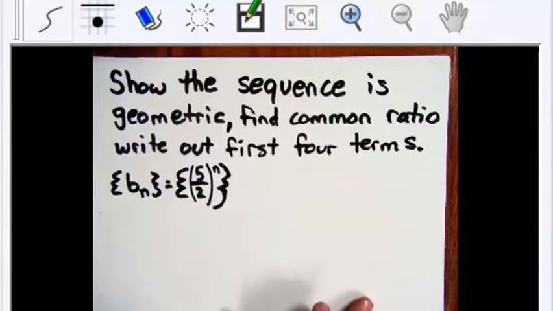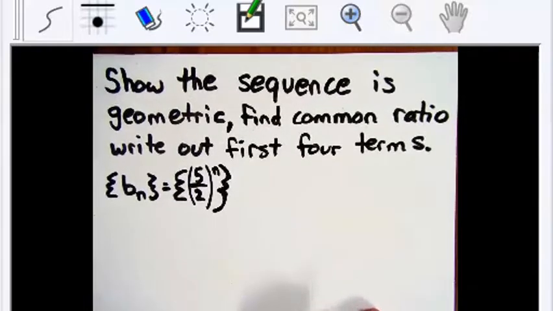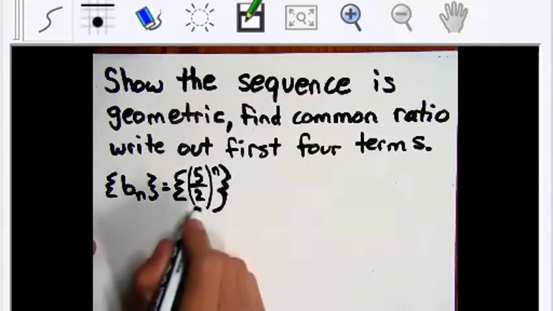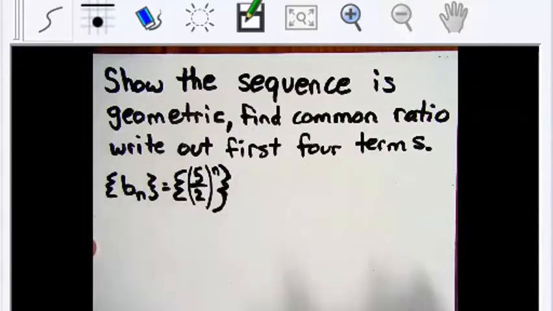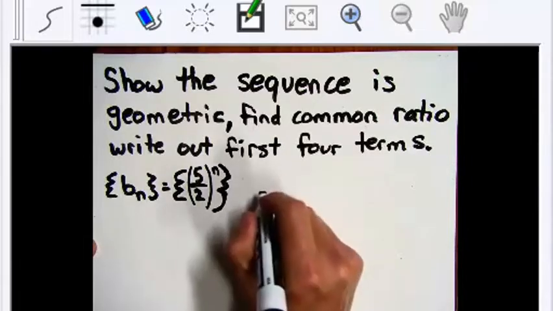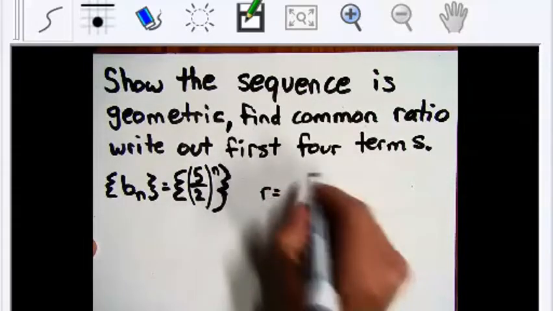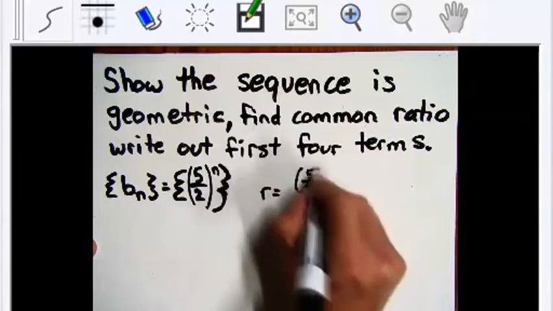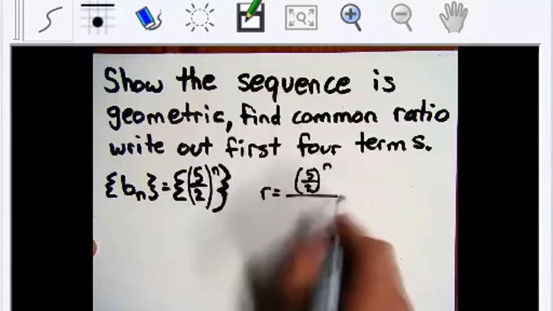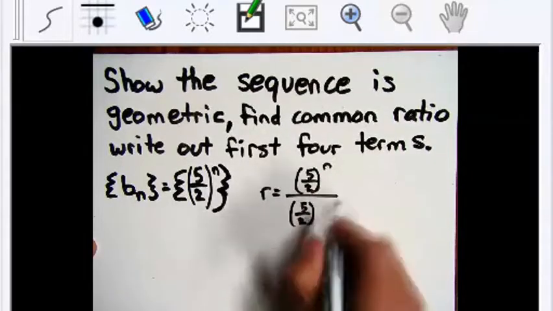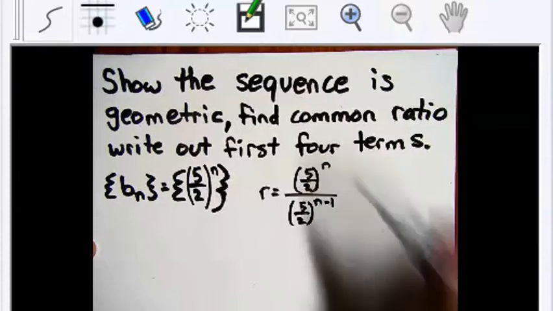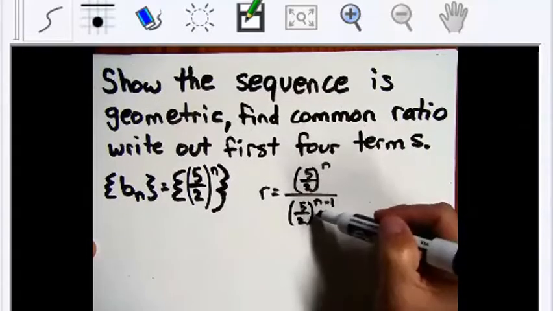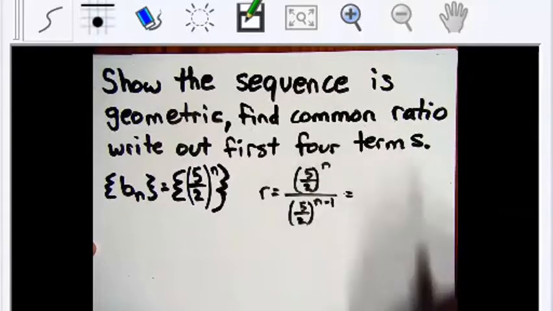All right, show that this sequence is geometric. Find the common ratio. Write out the first 4 terms. So if this thing was geometric, there would be a common ratio between every single term. To do that, we're going to do (5/2)^n divided by (5/2)^(n-1). Pick a term, divide by the previous term. Look at what's going on, guys.